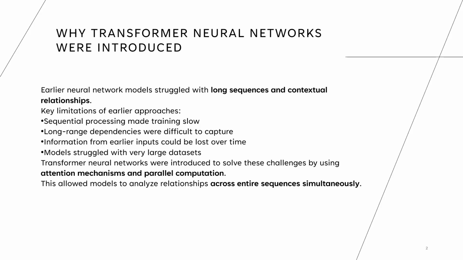Transformer neural networks were introduced to solve these challenges. Instead of processing information sequentially, transformers allow the model to examine relationships across the entire input simultaneously. This shift from sequential processing to attention-based processing is what made transformer architecture so powerful and ultimately enabled the large-scale AI systems we see today.